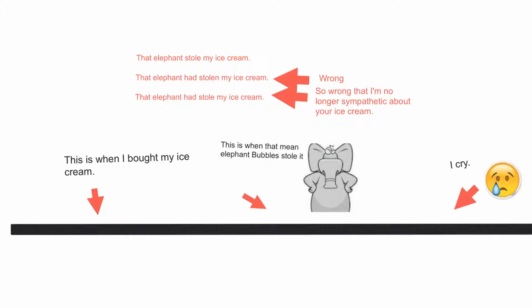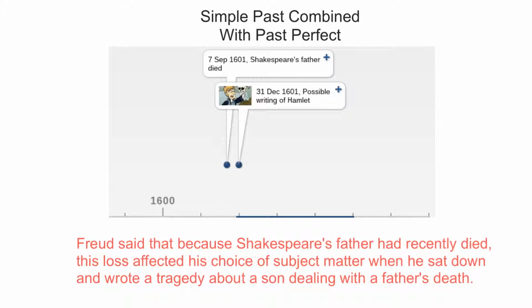Exactly. Now, let's talk about when you can use had. Remember what Freud said about the death of Shakespeare's father and the influence it had on the writing of Hamlet? Sure, Freud said that because Shakespeare's father had recently died, this affected his choice of subject matter when he sat down and wrote a tragedy about a son dealing with a father's death. Oh, I see what you mean.